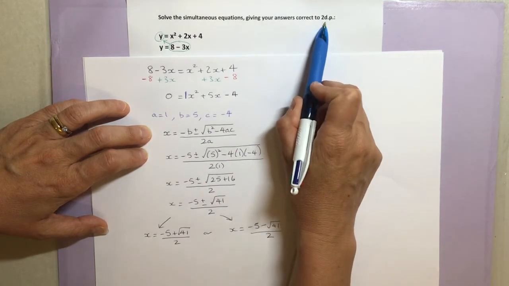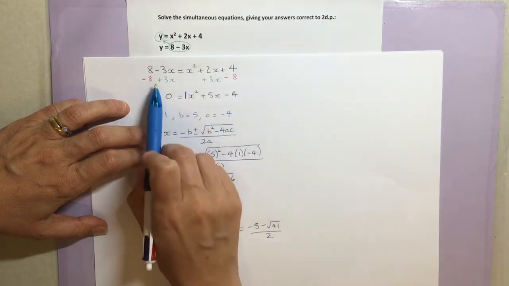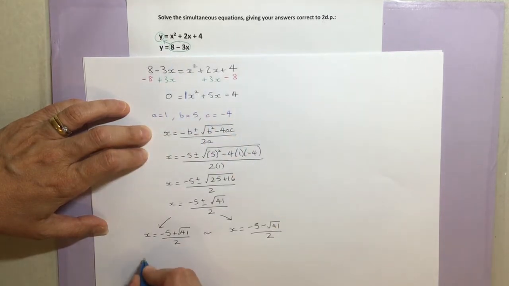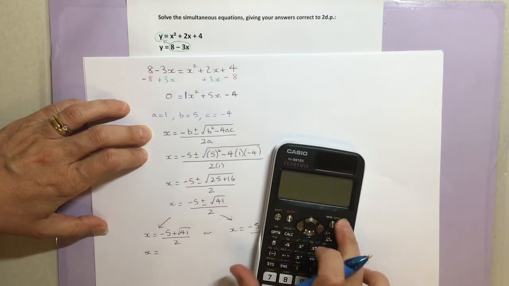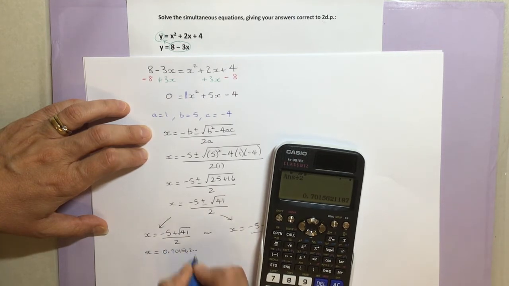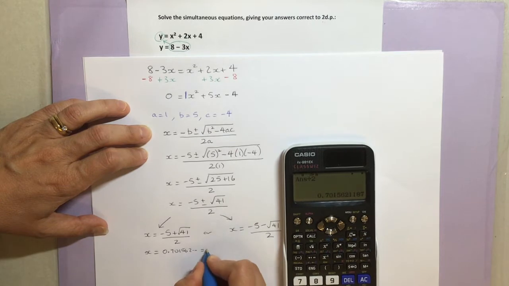This wants it to two decimal places, and we need to find our y values as well because it's a simultaneous equation. It's got two letters in there. So let's sort this out then. Here, x is equal to minus 5 plus root 41, divide that by 2. So that's 0.70156. So that's 0.70 to 2dp.